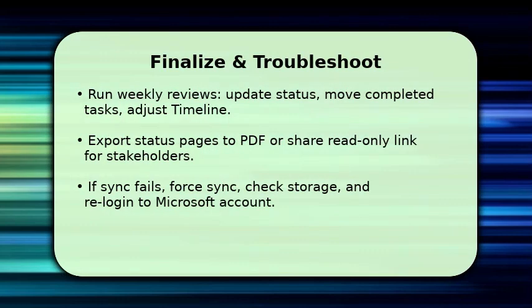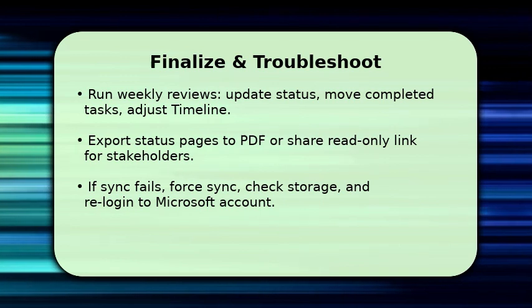To finish, perform a weekly review. Update statuses, move completed items to an archive section, and adjust the timeline based on real progress. This closes the loop. Once done, export a status summary to PDF or share a read-only link for stakeholders so communication stays concise.